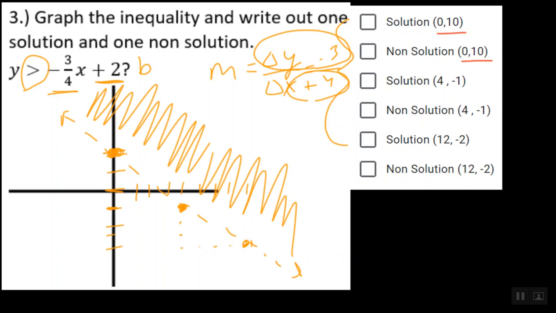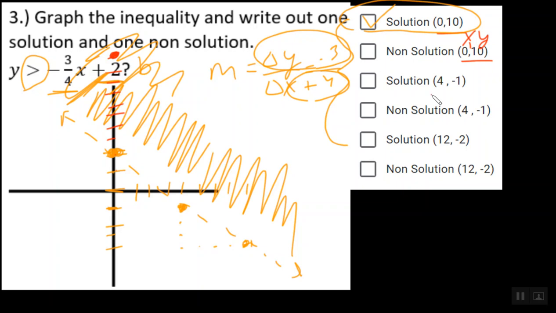So here we see 0, 10. 0, 10 means that in the x direction, we're not shifting left or right at all. We're staying at the origin. And 10 in the y position means we're going up 10. So 1, 2, 3, 4, 5, 6, 7, 8, 9, 10. And we're going to be way up here, but essentially that is in the shaded region. So we would say that 0, 10 is in fact a solution. Okay. Let's go back to red.